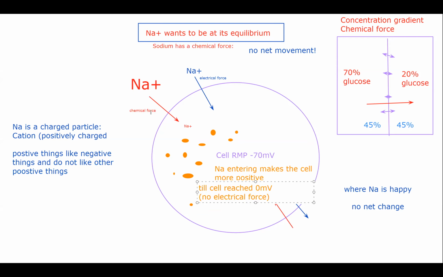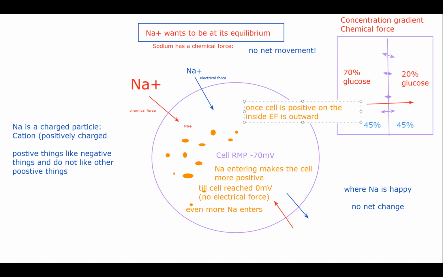However, there's still a chemical force. So even more sodium enters. And as even more sodium enters, what happens is this electrical force reverses. Once the cell is positive on the inside, then our electrical force, and I'll just abbreviate it, is going to be out. And let's make that a little smaller so it fits. And so now our electrical force is an outward force.